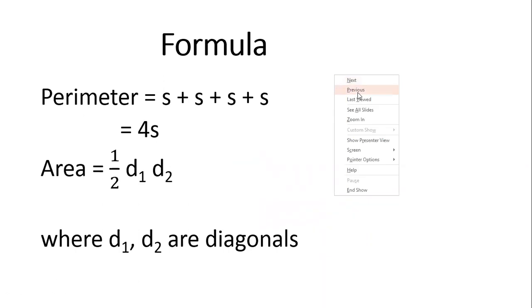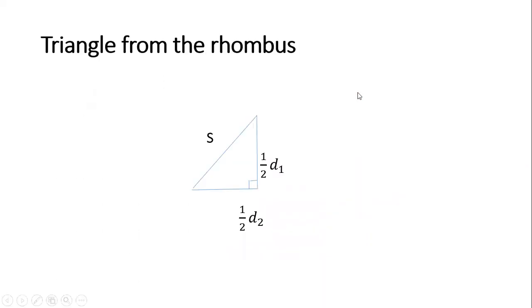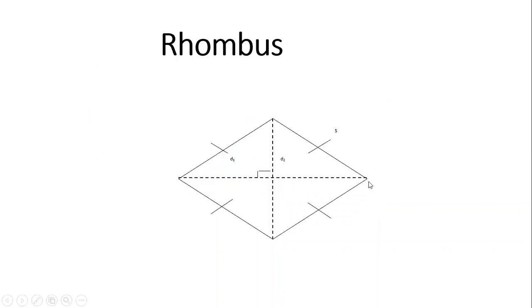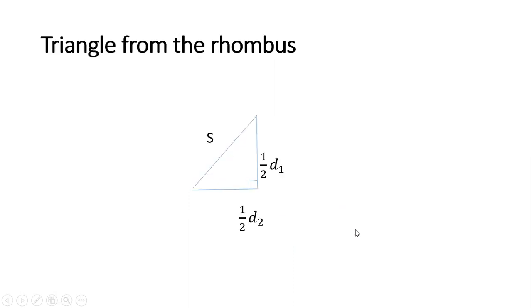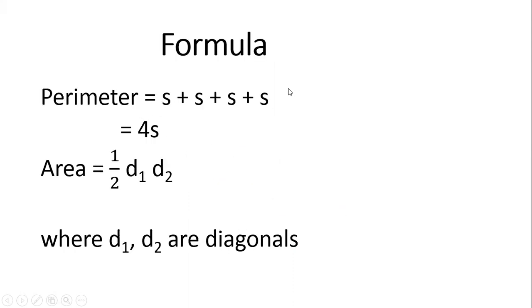For the perimeter, moving around the object, it is side 1 plus side 2 plus side 3 plus side 4, so that's 4x. Then the area is half diagonal 1 times diagonal 2. I explained a little bit earlier that D1 and D2 are our diagonals.